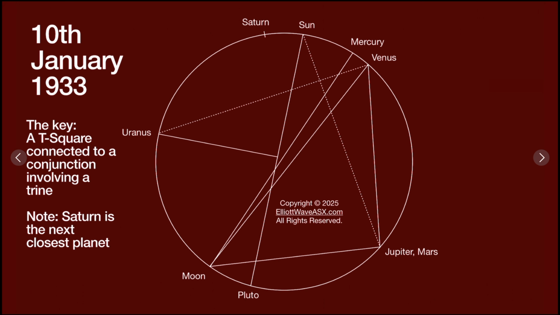Now looking at a schematic of those aspects for the 10th of January 1933, the key is there is a T-square that's connected to a conjunction involving a trine. Now note that Saturn is the next closest planet not involved in the setup.